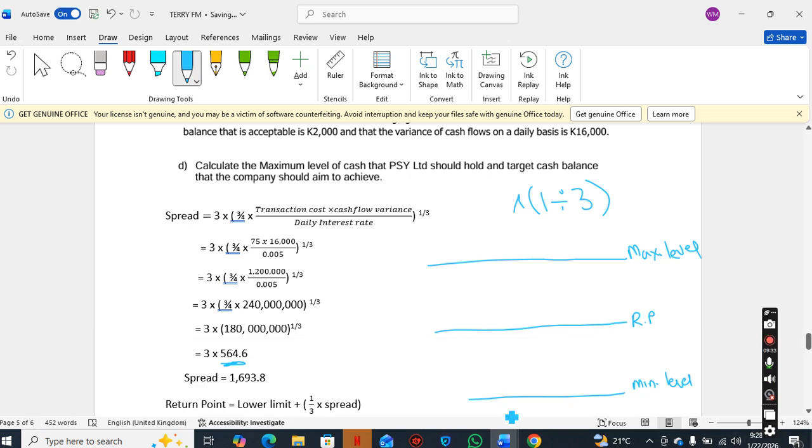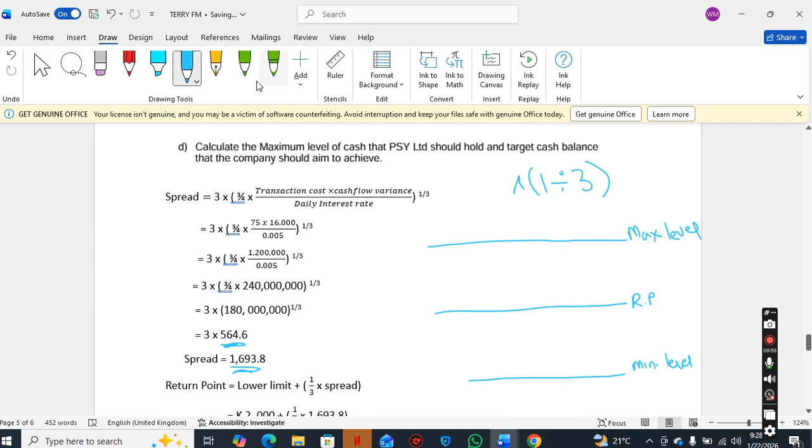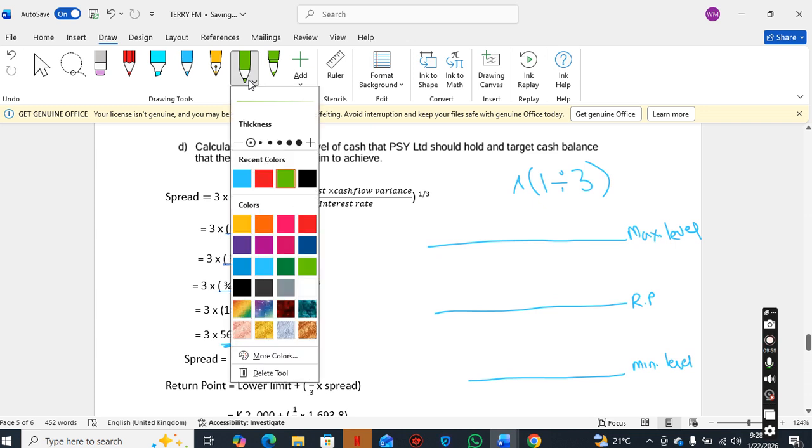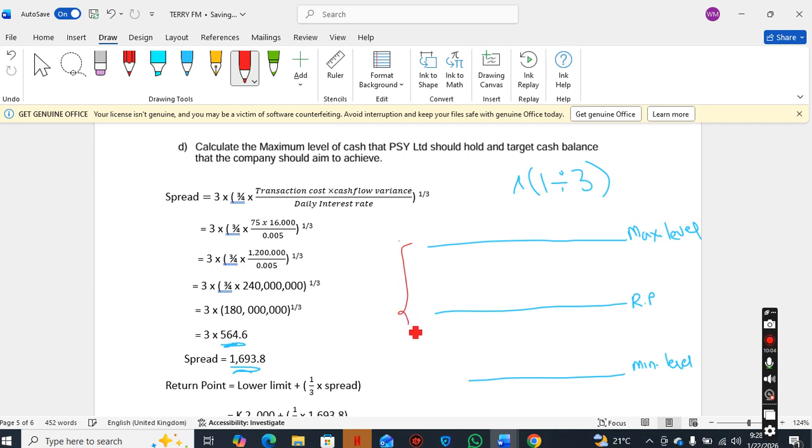Okay. Let me continue. Then we'll get back to that. For those who are still having problems there, you multiply this by 3 times 564.6, which gives you 1,693.8, which is the spread. Think of the spread as the distance between the minimum level and the maximum level.